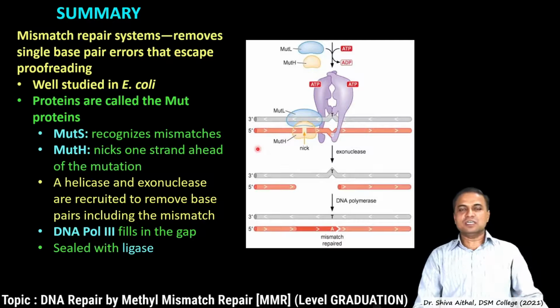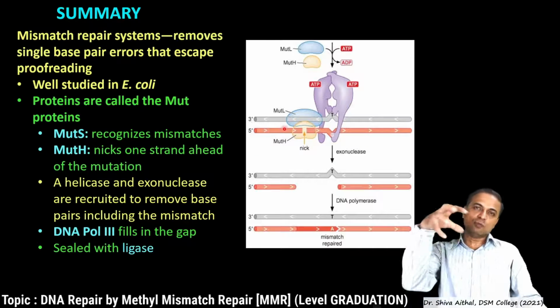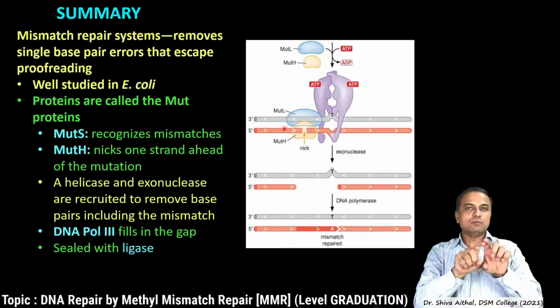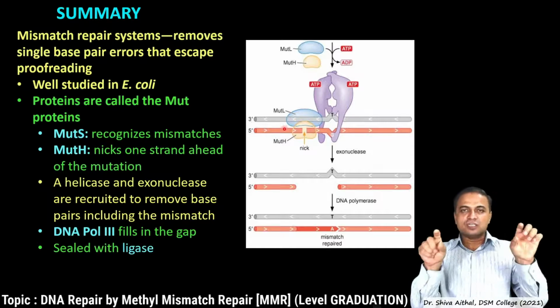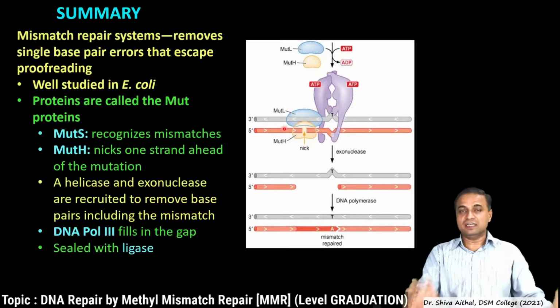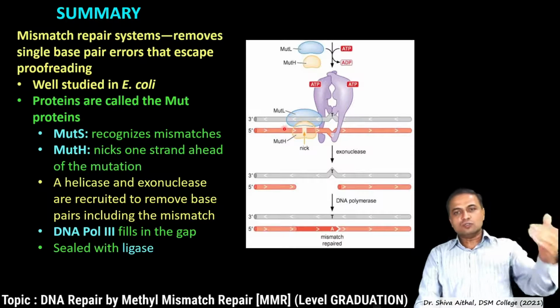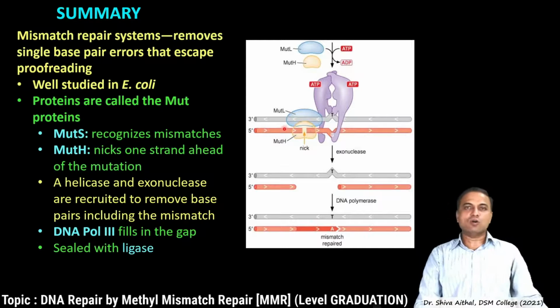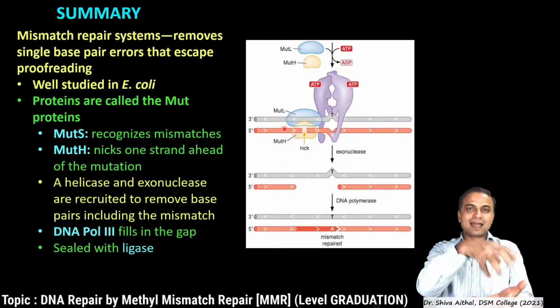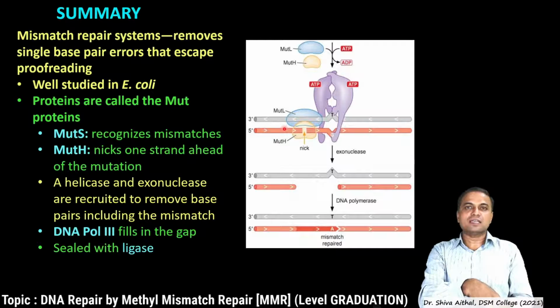This is well studied in E. coli. The proteins are called Mut proteins because they are acting on the mutator region. What is a mutator gene? A gene which is undergoing mutations frequently is called a mutator gene. So wherever there is a mismatch, that will be called a mutator gene, and the protein acting on that mutator gene is called a Mut protein.